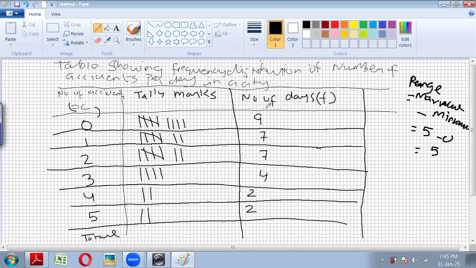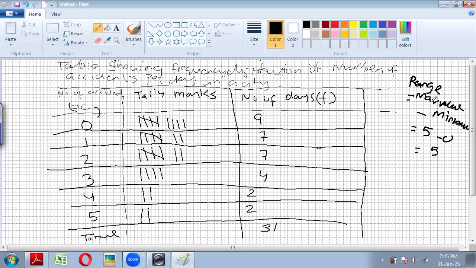Now count here. You can use a calculator, right? 9 plus 7, it is 16. 16 plus 7, that is 23. 23 plus 4, 27. 27 plus 2, 29. And 29 plus 2, that is 31. So the answer is 31 total, I mean to say.